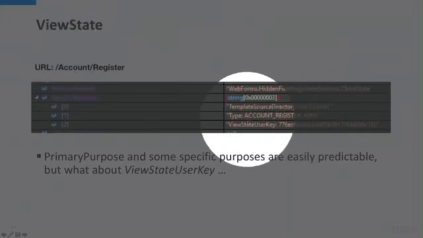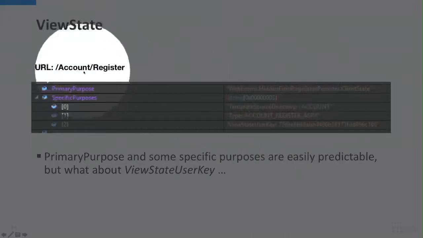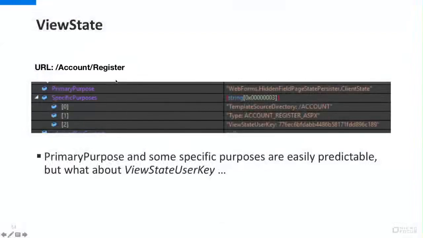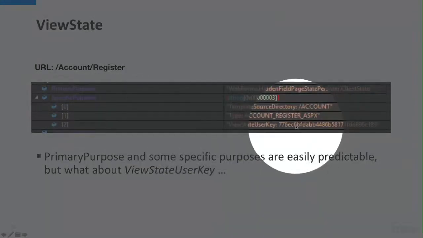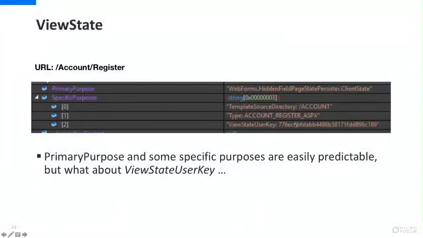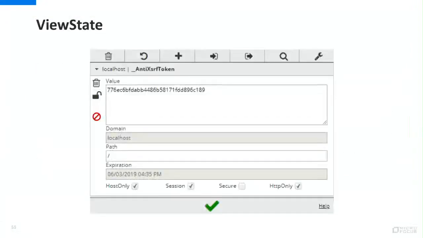The second one is account register ASPX. So both of them are quite predictable for an attacker, right? The third one looks pretty randomly generated, like this 776 EC whatever value that looks like an arbitrary value. However, this is the same value that is used in your anti-cross-site request forgery token cookie, right?